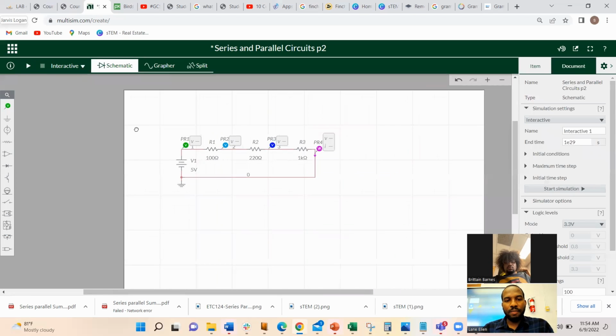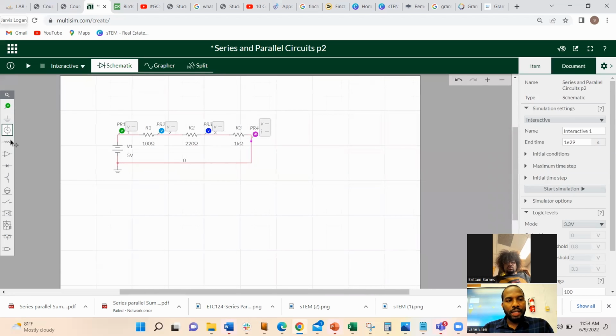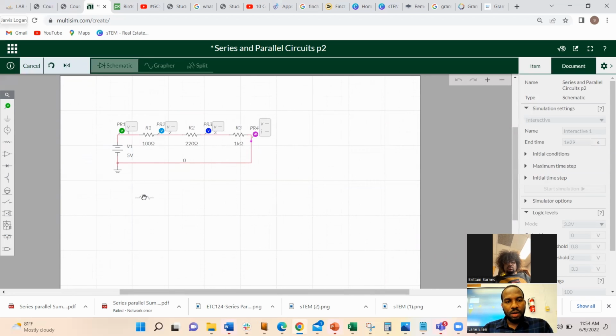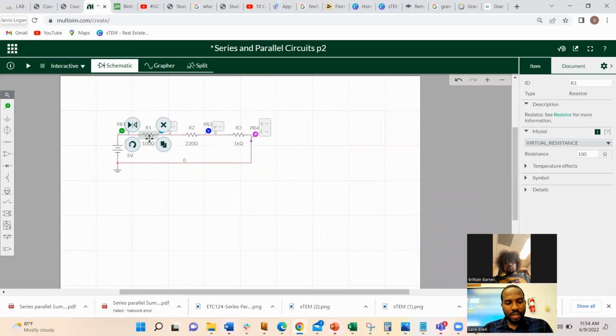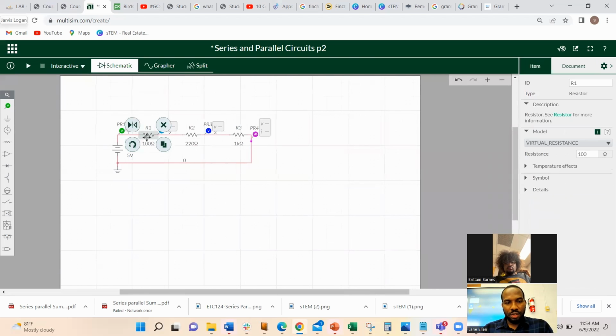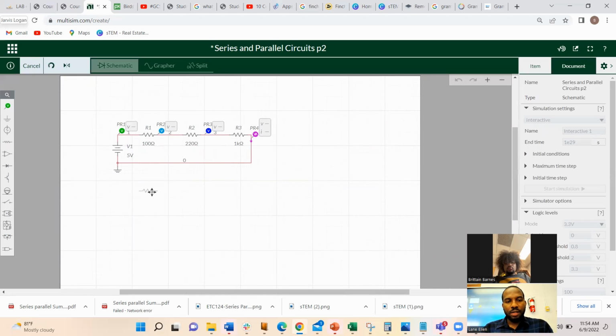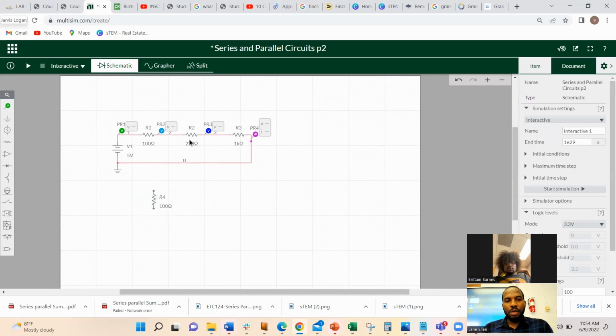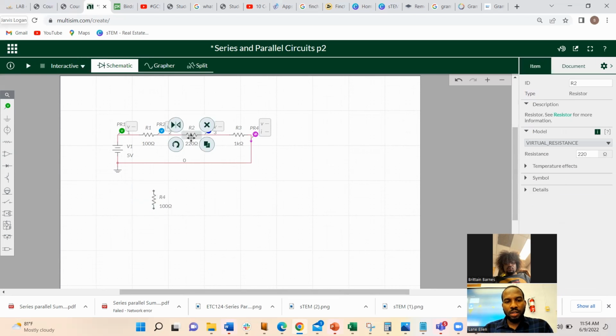So to do that, let me get some more resistors. Oh, in fact, I can just copy this. Let me see if I can hit Control C. Okay, can I copy and paste? Okay, it says duplicate. Okay, so I'll duplicate this resistor. I need to rotate it. Let me rotate it. I'm going to go on this one and duplicate it as well.